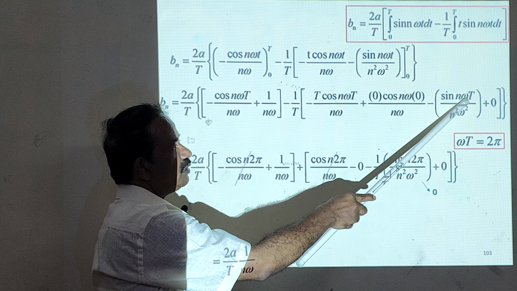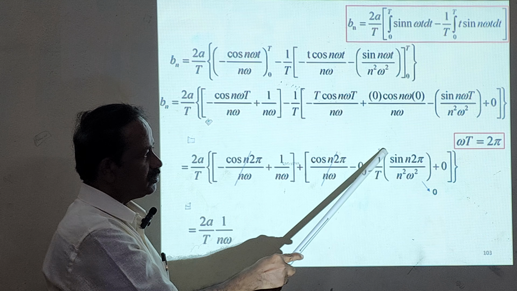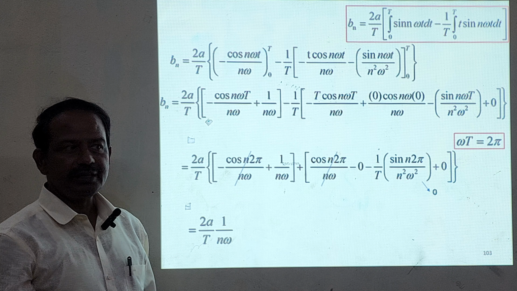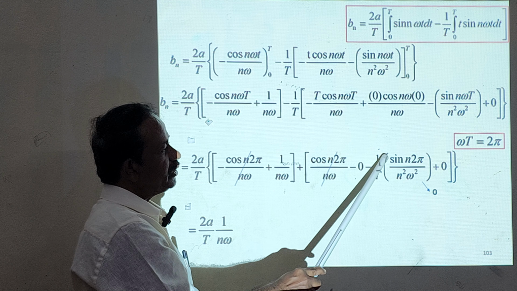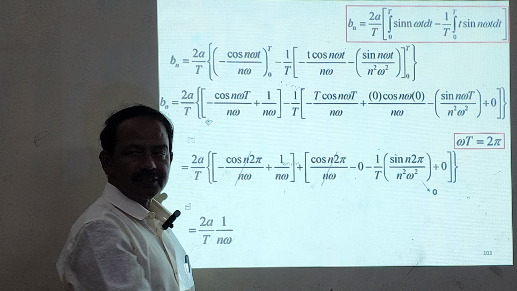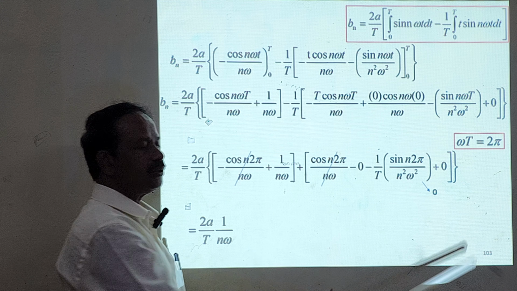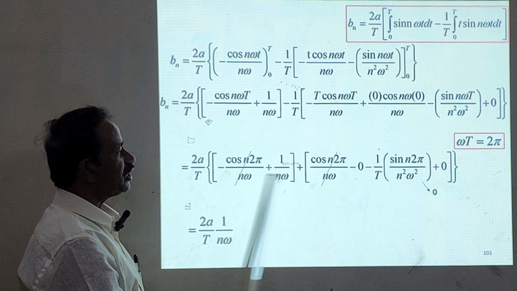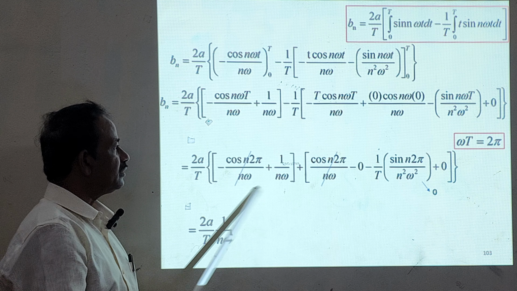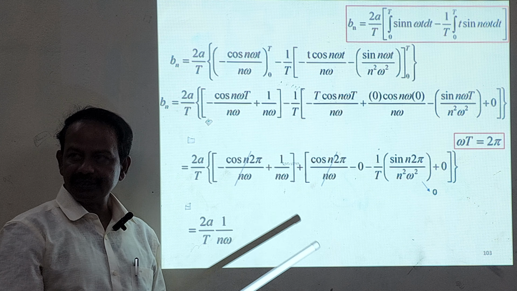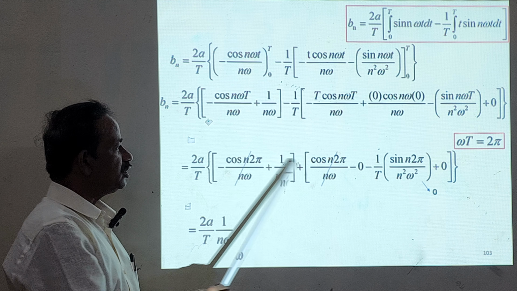You have to substitute for omega t, which is equal to 2 pi. So sin n 2 pi divided by n squared omega squared. This 1 by t is here, 1 by t. And of course we know that sin 2 pi is 0, so this term will go off. And you can strike these two terms. See here? This is minus, this is plus of the same terms, so this one will go off.